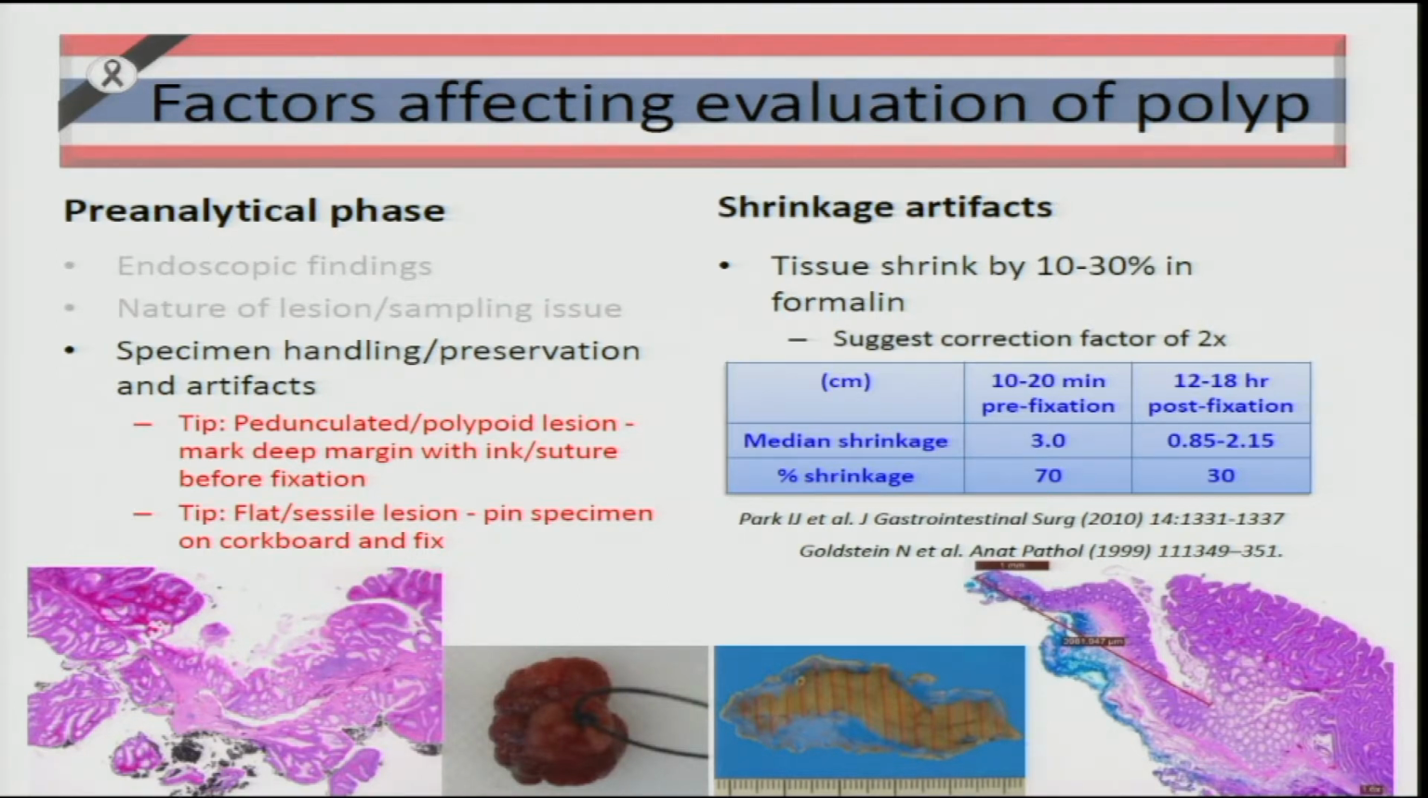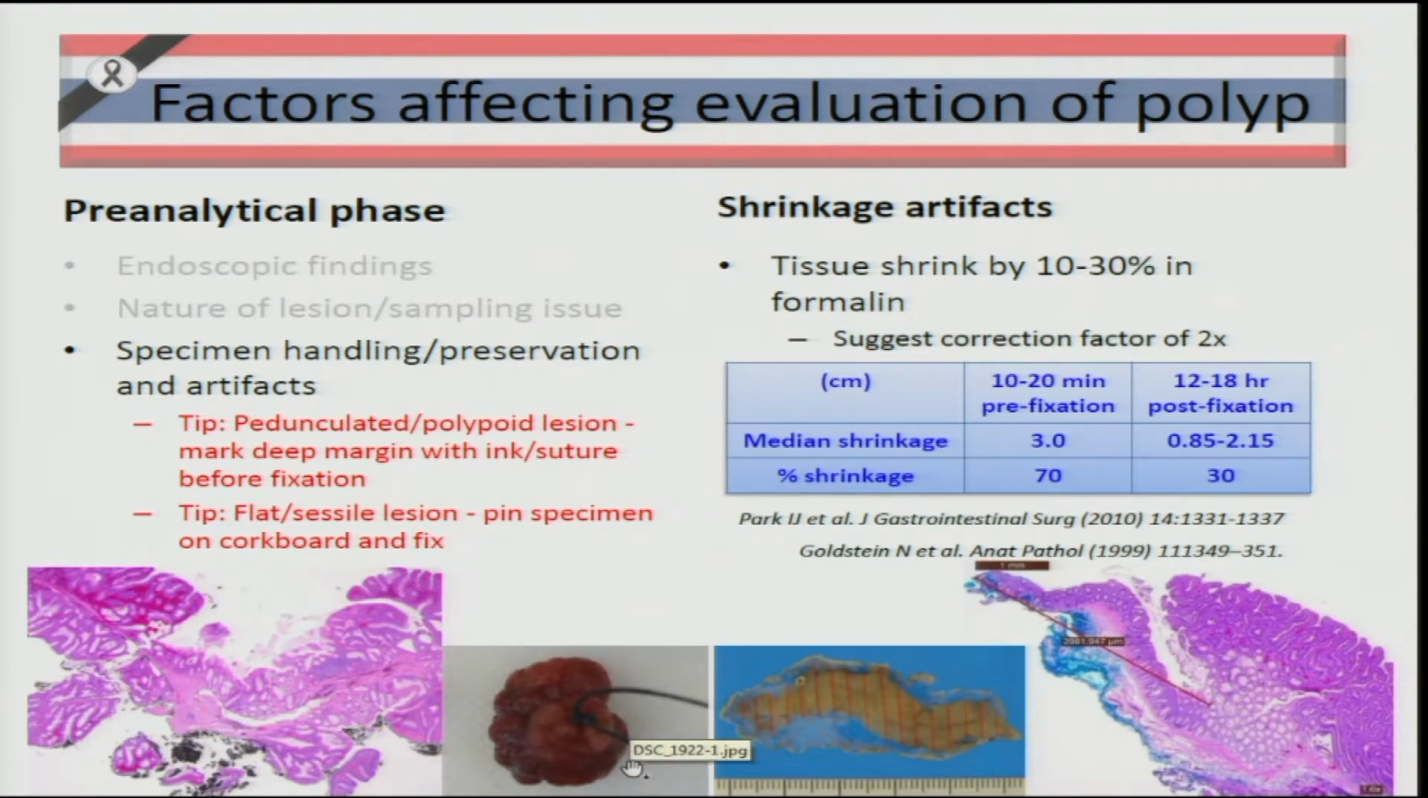Another issue in specimen handling is, as you may know, shrinkage artifact, because the GI tract has muscle and a great capacity to shrink. When you leave tissue before fixation in formalin, it can shrink, with median shrinkage of 3 centimeters. And when you put it into formalin, an additional 1 or 2 centimeters can shrink. And if the margin is of your concern, please mark it.